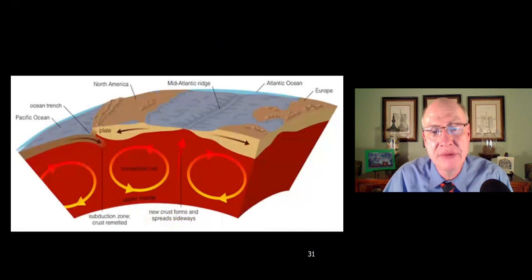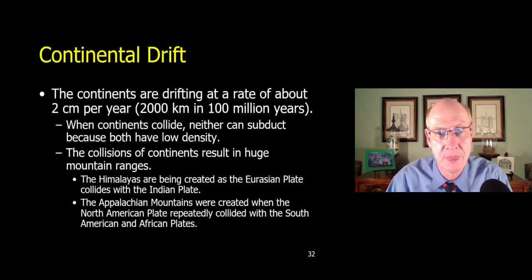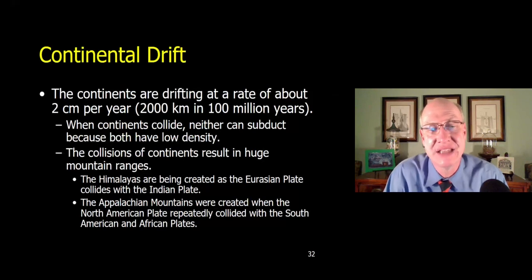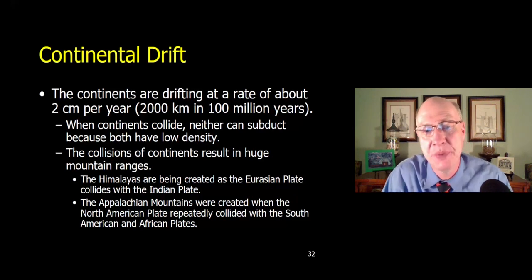This ridge is probably driven by convection deep down inside the earth, where hot material is rising up, creating the ridge and pushing the ocean floor side to side, so moving those two plates side to side. So on average, with plate tectonics, the continents are drifting apart at an average rate of about 2 centimeters per year. That's a little bit less than an inch per year. If you work out the numbers, that's 2,000 kilometers in 100 million years.